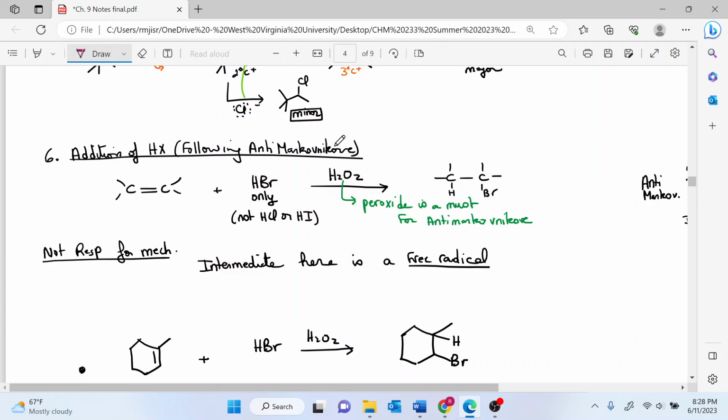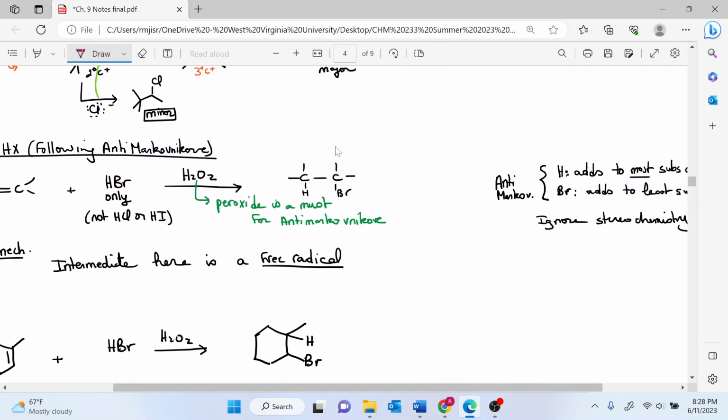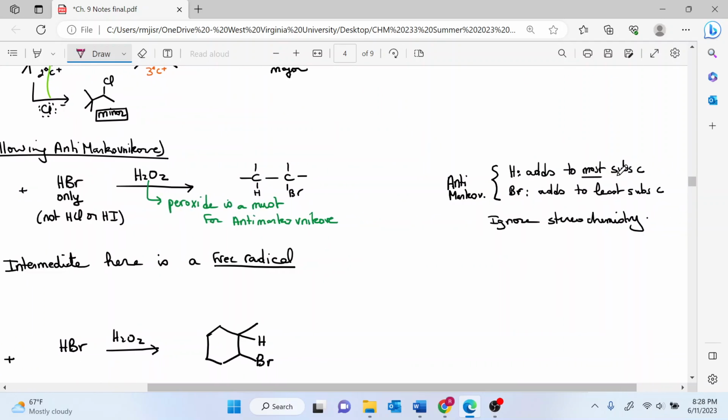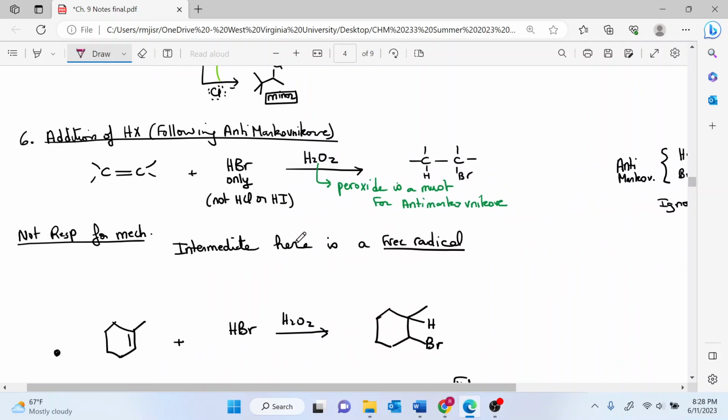And with anti-Markovnikov, this is the opposite again of Markovnikov. Hydrogen is going to add to the most substituted carbon now. There is no carbocation intermediate. There is no stereochemistry in this case. It's just hydrogen adding to the most substituted carbon and the bromine adding to the least substituted carbon.